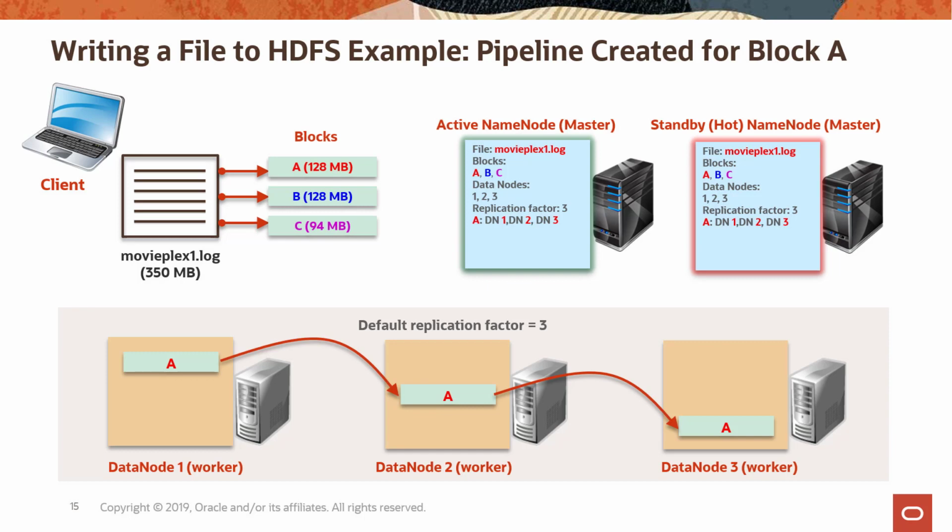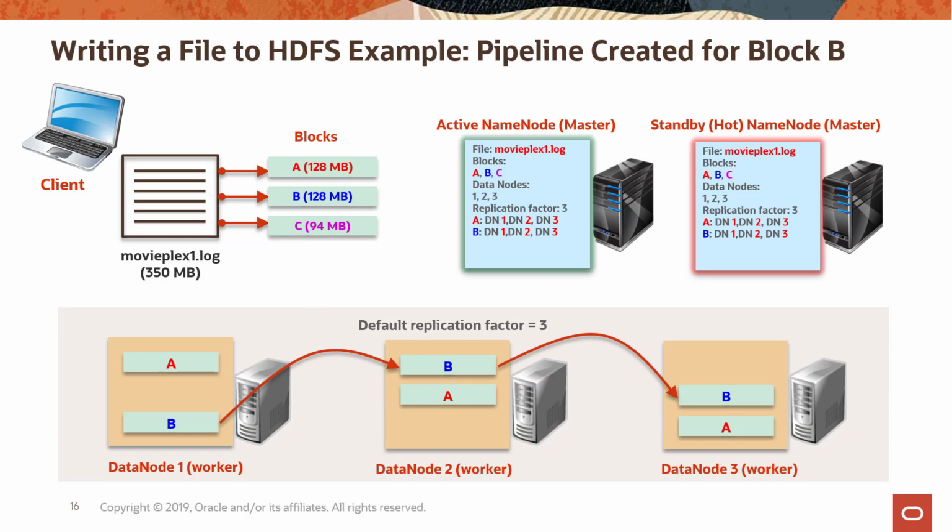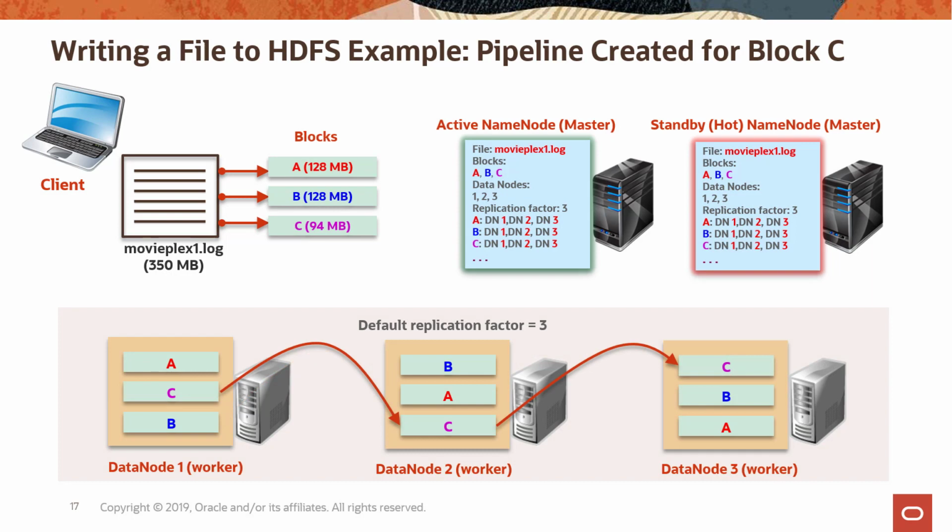In this example, a pipeline is created between the three data nodes and block A is written to data node 1. When block A is written successfully to data node 1, it is replicated and written to data node 2 and then to data node 3. Therefore, the data is pipelined from one data node to the next. The same pipeline process is repeated for block B, and the same pipeline process is repeated for block C. When each block is replicated successfully to the assigned data nodes, acknowledgement messages from the pipelines are sent back to the client to communicate that the blocks are copied successfully.